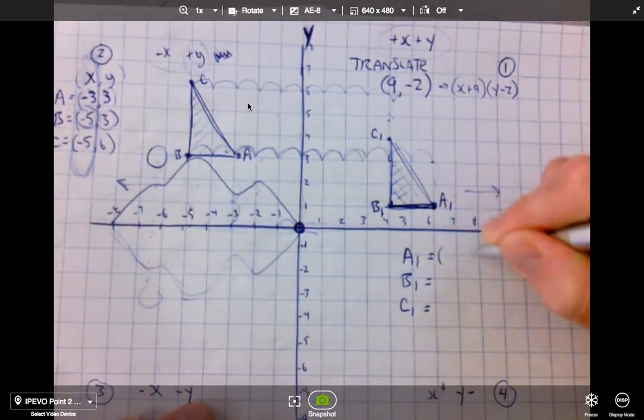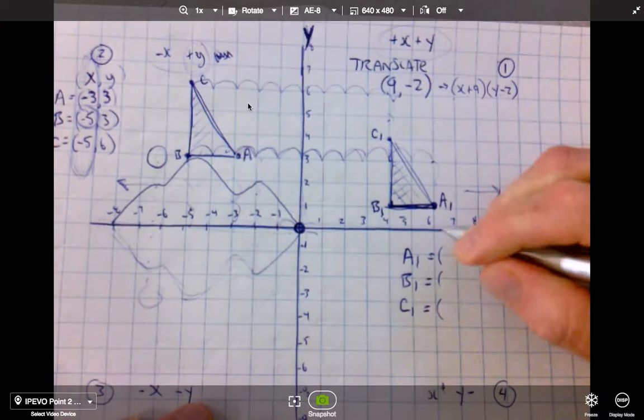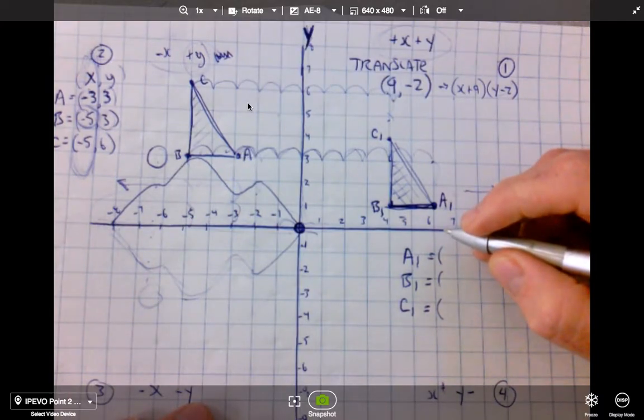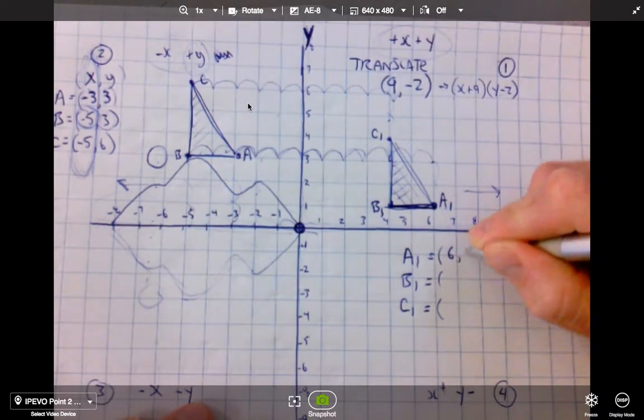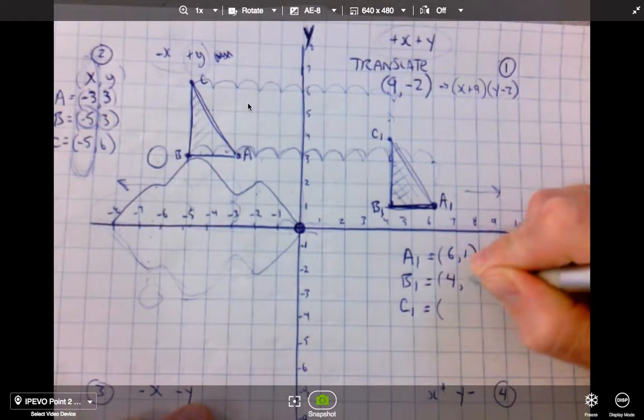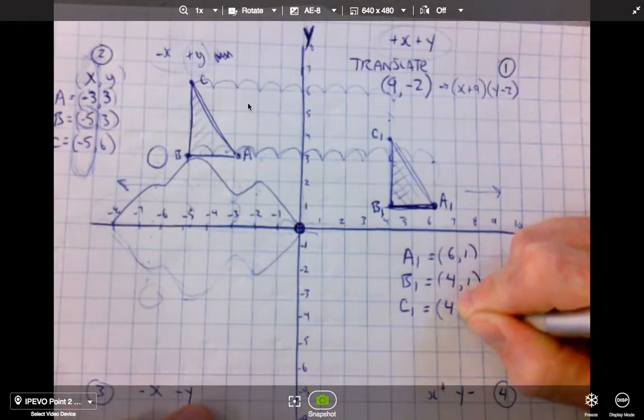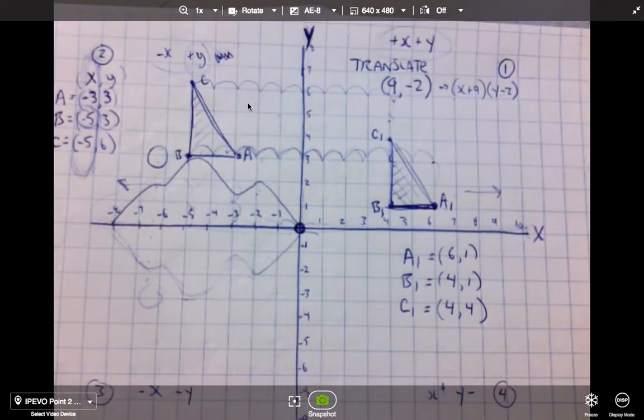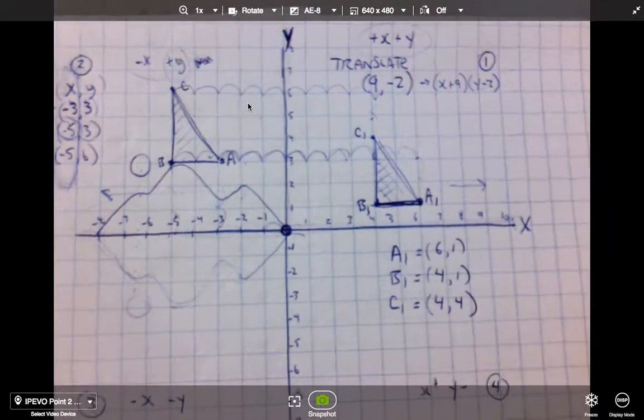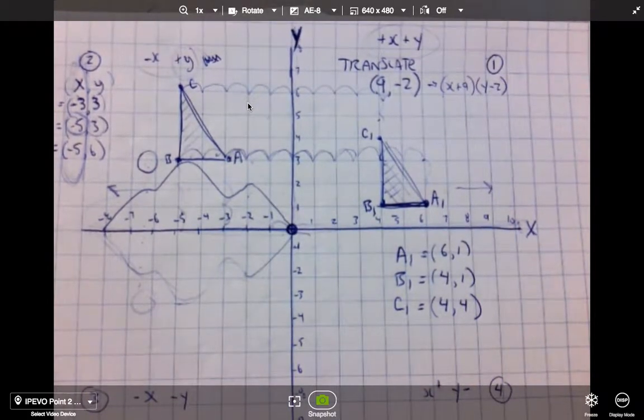So are you guys punching in your new coordinates? Already did? Yep. Okay. I'll leave that up for a second. I think you guys are ready for your check-in. Just like this.